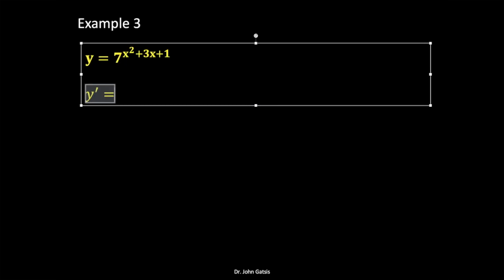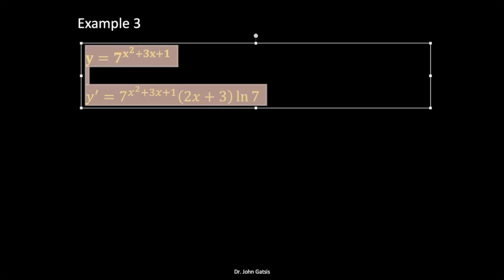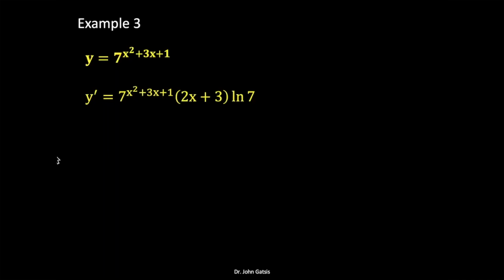So first we want to copy the original function. Let's get that exponent there, x squared plus 3x plus 1. Multiply that by the derivative of the exponent, which is 2x plus 3. And then adjust for the fact that the base is not e by putting a ln of 7. And that's the final answer for that example.